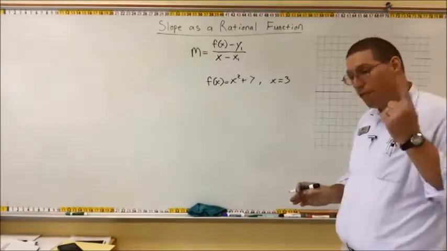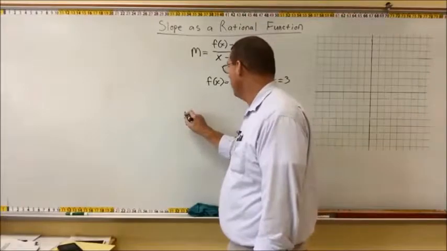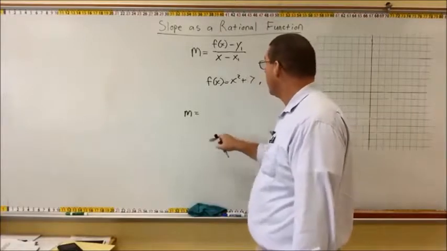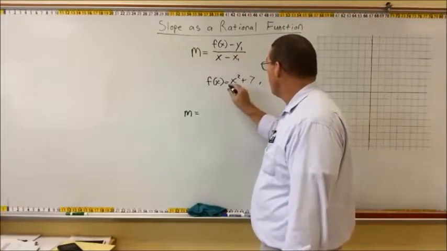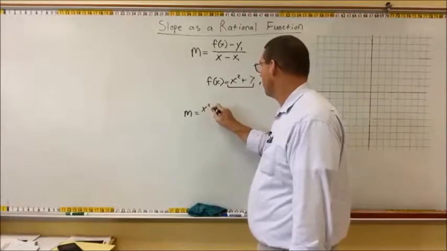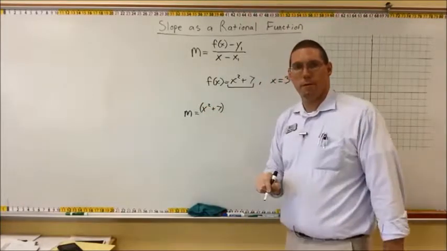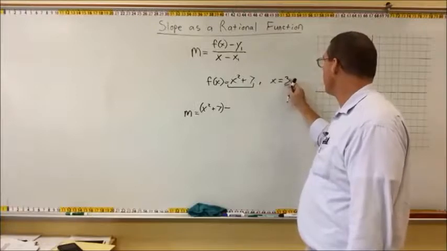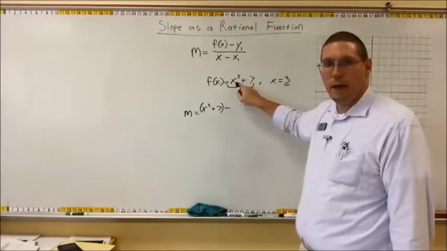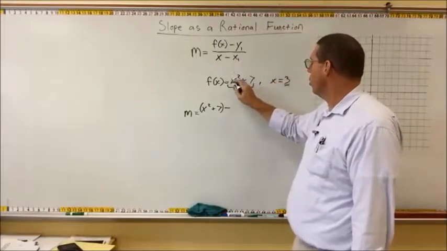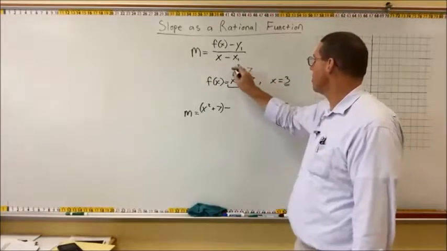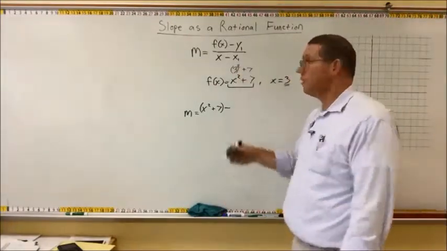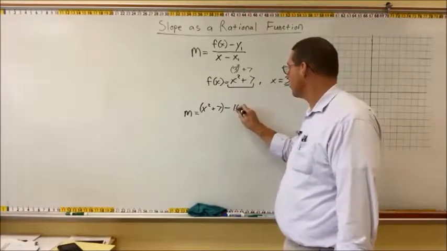And here's what you'll do. The first thing that you'll do is write an m. So just follow along with me. Write this down. You'll write an m, and you'll write equals. Then, instead of writing f of x, you'll write what f of x is equal to: x squared plus 7, and you'll put it in parentheses. Then you'll put a minus. Then you will plug this number into the function, x squared plus 7. If I plug a 3 in here, what's 3 squared plus 7? Well, 3 squared is 9, plus 7 is 16. So we're going to put minus 16 here.